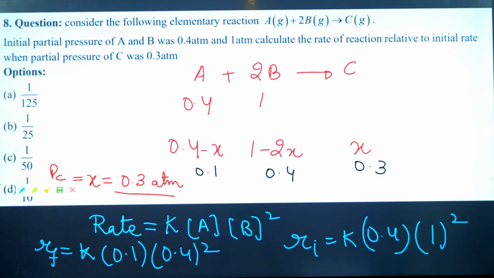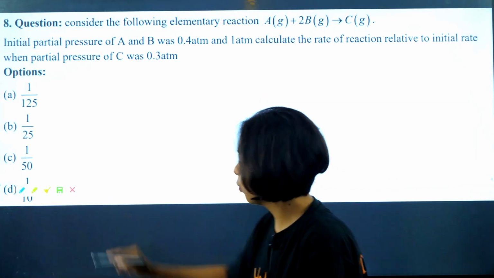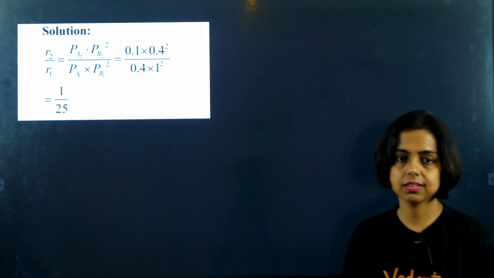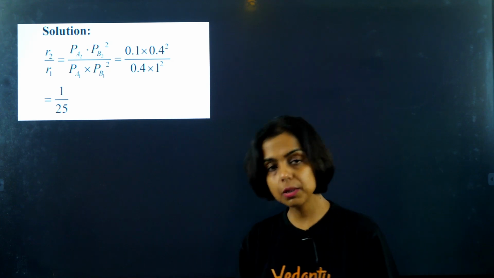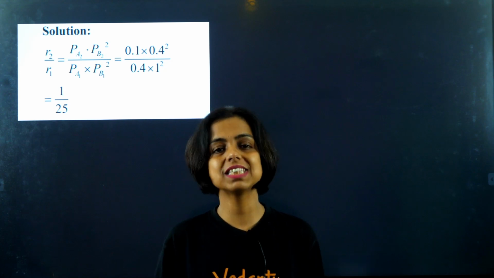Got it, guys? So you are just supposed to take the ratio of final rate by initial rate. Just take the ratio. Done? I hope you can do it nicely. Easy question. So the answer that you will get is 1 by 25, that is option B. So the rate of reaction is directly proportional to the concentration of reactants raised to the power of their stoichiometric coefficients, because the reaction given is an elementary reaction.